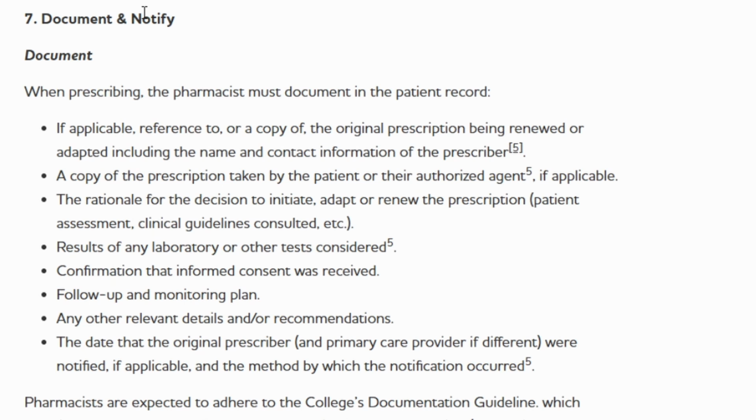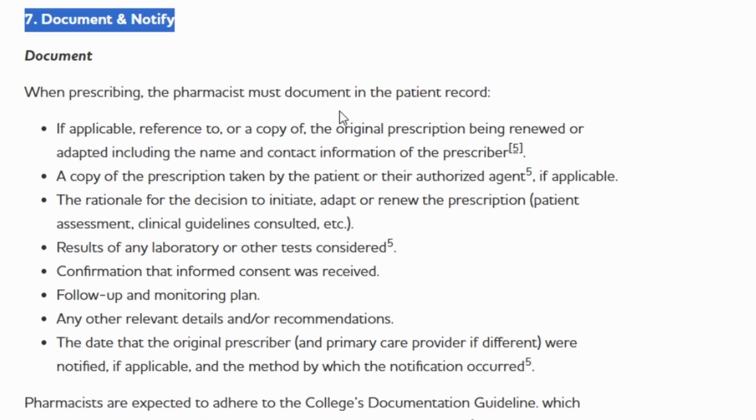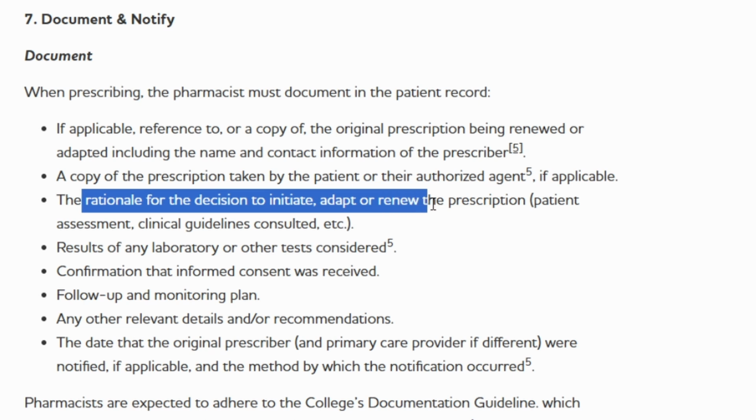Under Section 7, Document and Notify, you have to include certain things in the patient record, including the rationale to extend a prescription. If you're extending metformin, for example, you can't just say, I'm extending it because the doctor's away, or I'm extending it because they've been on it for the last 6 years. We'd also need to include any other lab or tests. For example, if it's metformin, maybe they checked their blood sugar that morning. You also need to include follow-up and monitoring.